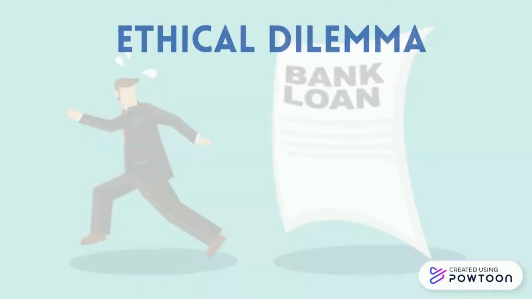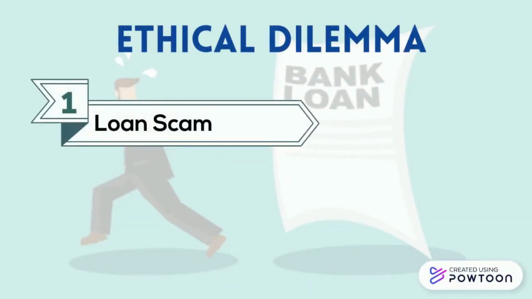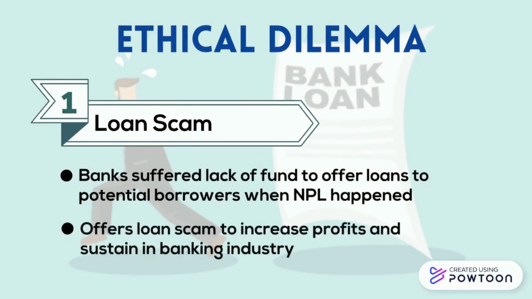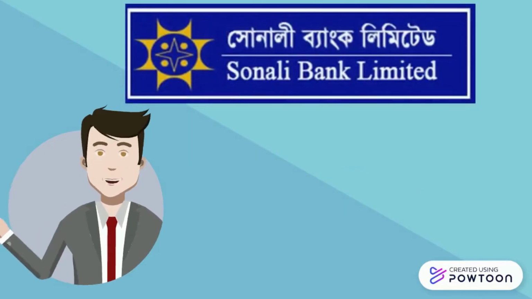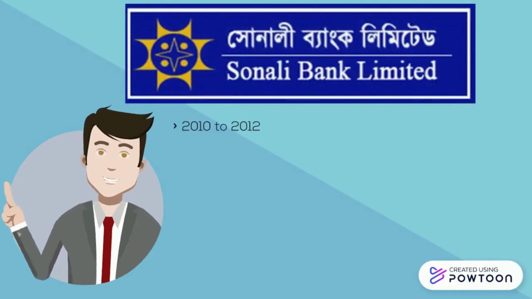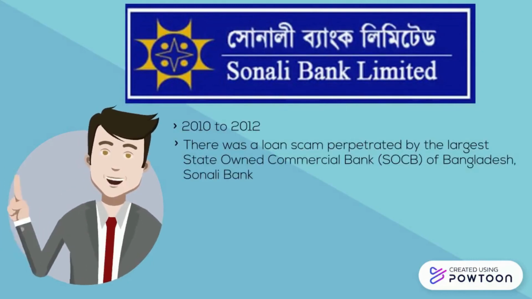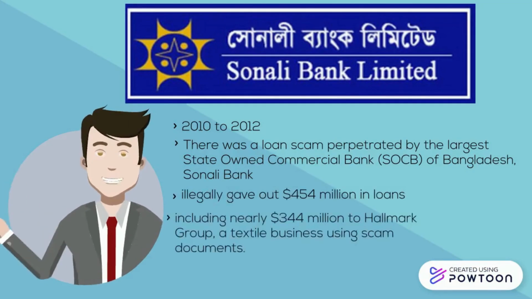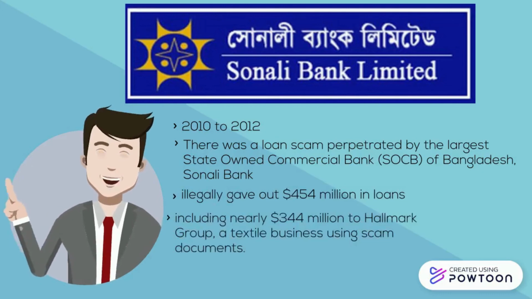The ethical dilemma related to the issue of non-performing loans is firstly loan scam. Banks suffer a lack of funds to offer loans to potential borrowers when non-performing loans happen, so they offer loan scams to increase profits and to sustain in the banking industry. An example of a loan scam is between 2010-2012, when a loan scam was perpetrated by the largest state-owned commercial bank of Bangladesh, Sonali Bank, where it illegally gave out 454 million in loans using scam documents.